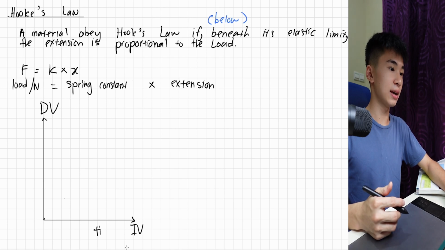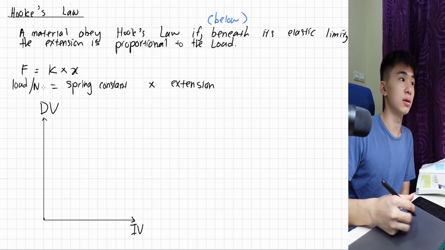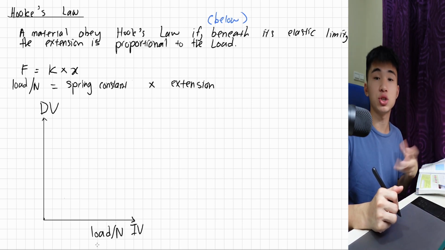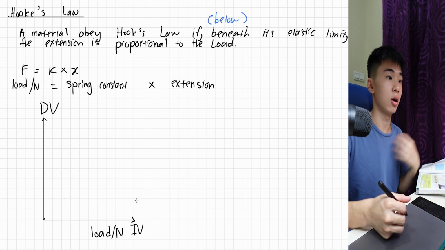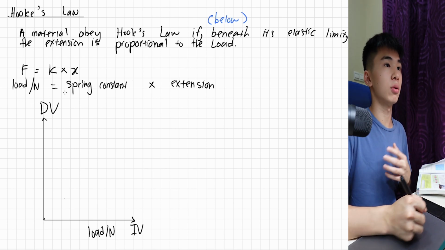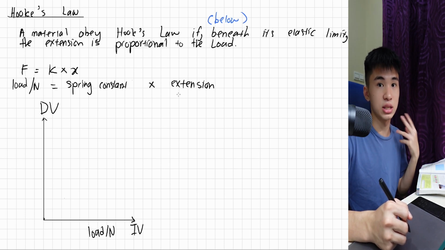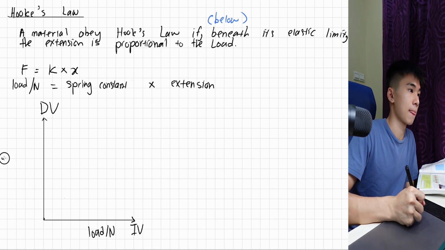So in this case, the force, the load, is going to be the independent variable. The reason is because no one could control how much force we are going to apply on the spring. And the dependent variable is going to be the extension, right? More force, more extension on the spring. So extension.